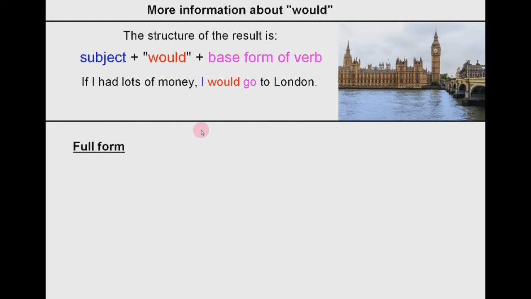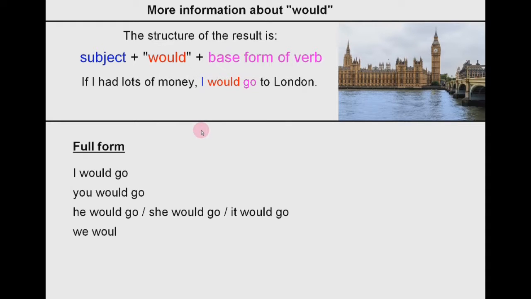So the full form, I would go, you would go, he would go, she would go, it would go, we would go, you would go, and they would go. So you can see it's quite easy. It is the same form for would for all subjects, and the verb stays the same also. It is always the base form of the verb.